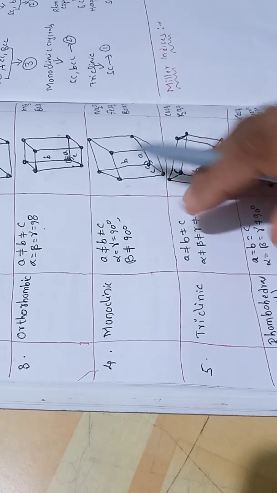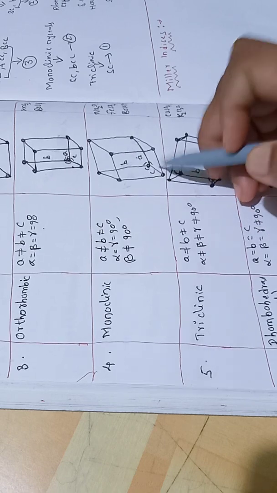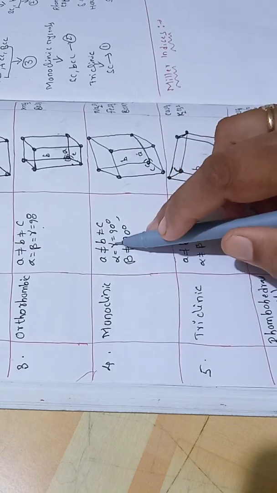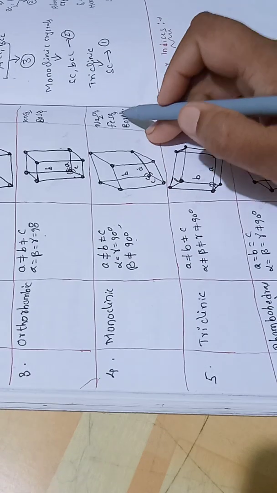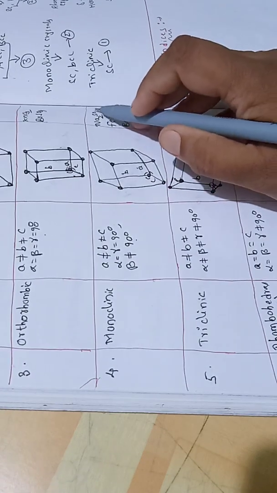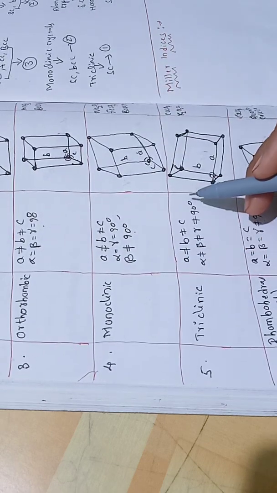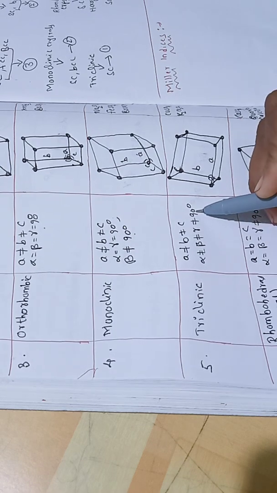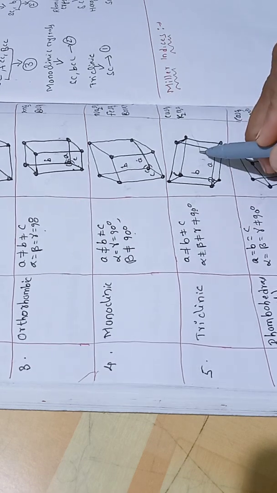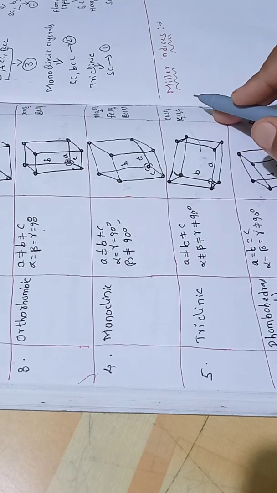Next, monoclinic. This is the structure, a not equal to b not equal to c. Angles alpha, gamma are 90 but beta not equal to 90 degrees. Examples are FeSO4, Na2SO4, etc. Next, triclinic. a not equal to b not equal to c. These angles are also not equal to 90 degrees. And this is the crystal structure, and some of the examples are CuSO4, etc.